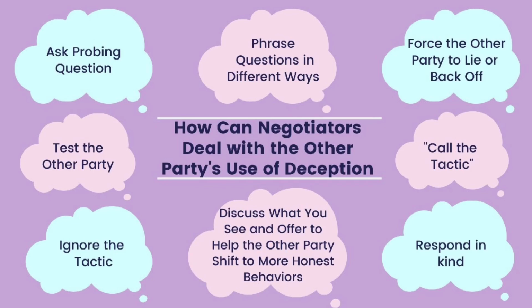Next is phrase your question in different ways. For example, you want to buy a house, and the house has an air conditioner inside it. So instead of asking if the air conditioner is working well or not, you can instead ask, when was the last time that the air conditioner was serviced? By doing that, you may learn information that the other party wanted to lie to you about. So that is the second way you can deal with the other party's use of deception.